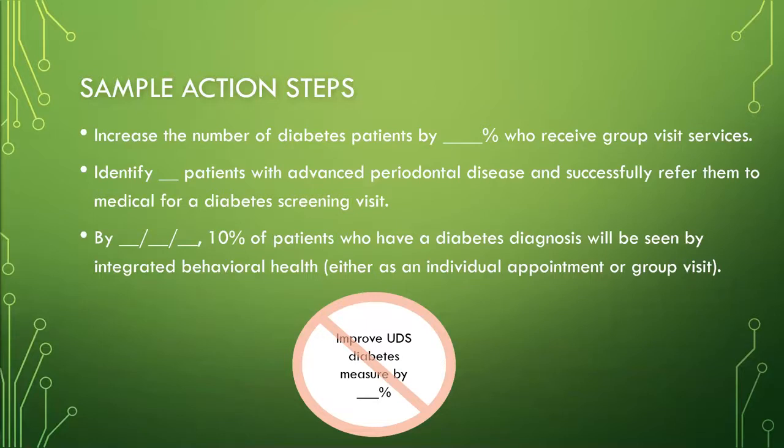For example, increase the number of diabetes patients by X% who receive group visit services; identify X amount of patients with advanced periodontal disease and successfully refer them to medical for diabetes screening visits; by a certain date, 10% of patients who have a diabetes diagnosis will be seen by integrated behavioral health. So you'll see that they're not the generic "improve EDS diabetes measures by X%." They're more granular and provide more of the how in improving diabetes care. So with that, I will turn it back over to Kristen.